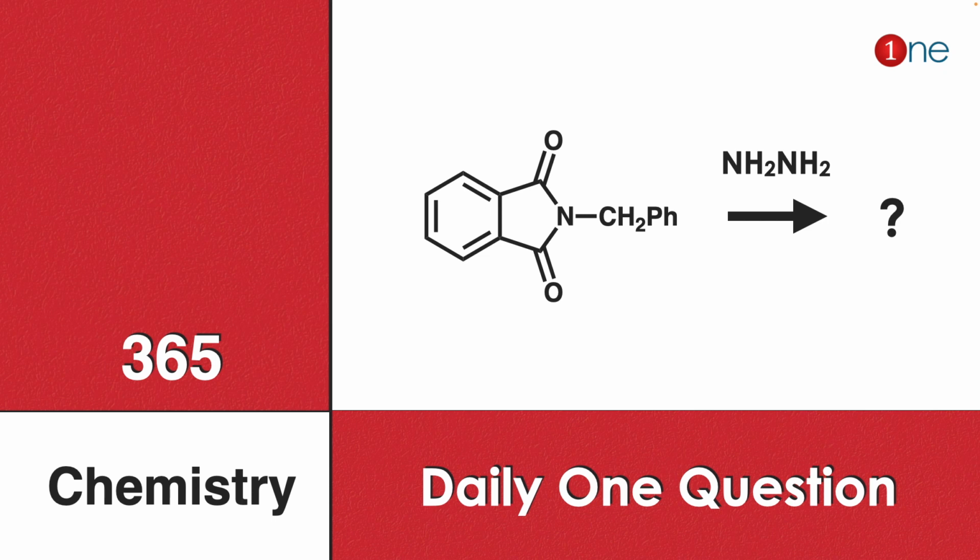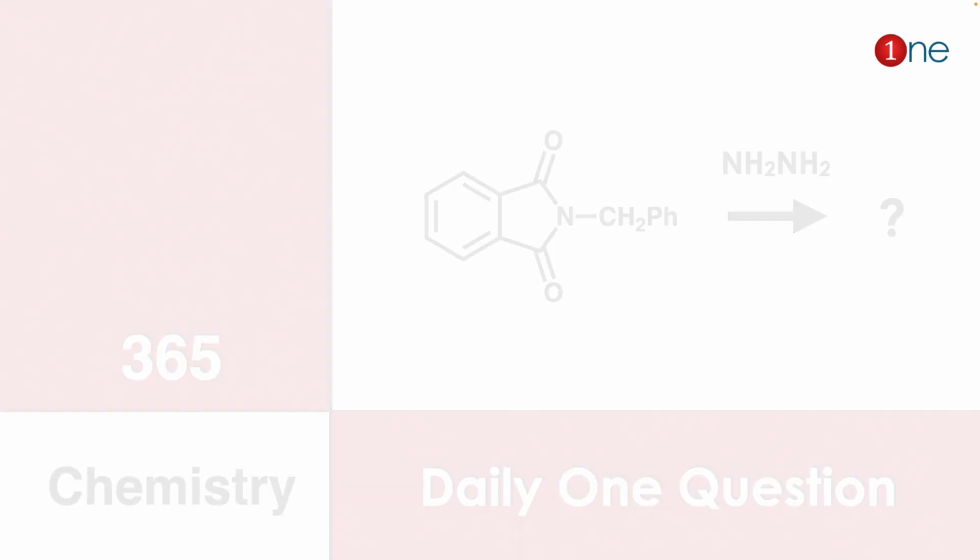Here you have benzene with an amide at the side chain, wherein it is benzylated, and you are reacting it with hydrogen. You have to find what will be the final product.